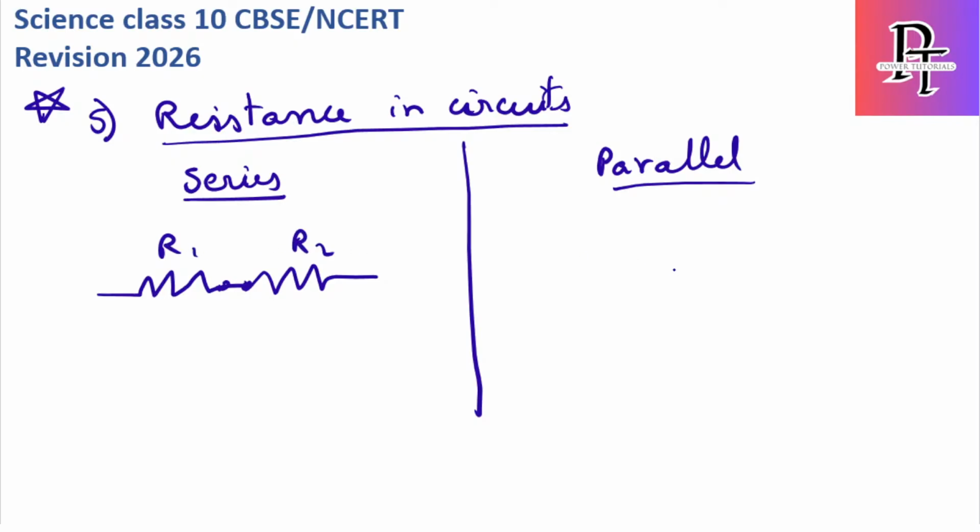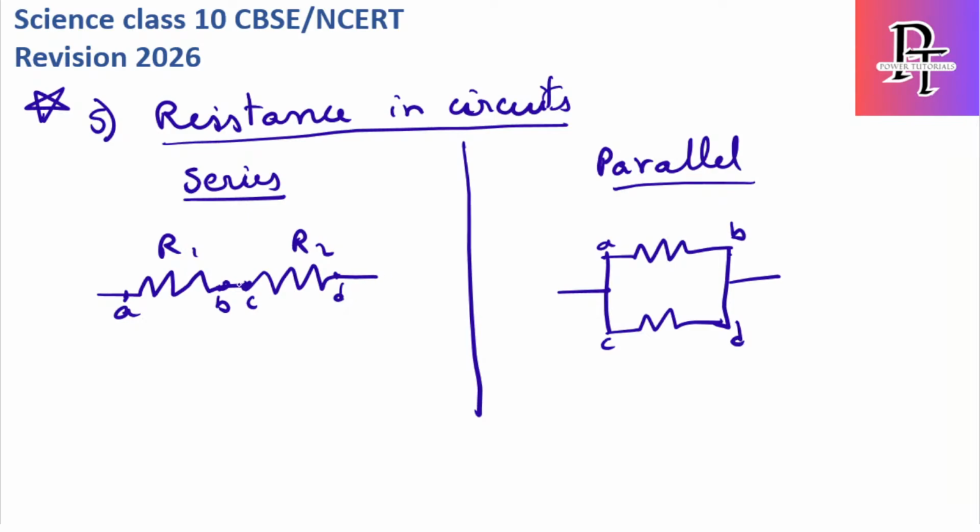How to find whether resistors are in parallel? The start point of one resistor should be connected with the start point of another resistor, and the ends should be connected. If this is start point A and end point B, and this is start point C and end point D, then A and C are connected, B and D are connected. What about here? A is not connected to anything, B is connected to C of the resistor, and D is left idle. So here end and start are connected, whereas there starts are connected and ends are connected. If you have a circuit like this, we call it a parallel circuit. If it is like this, then it is called a series circuit.